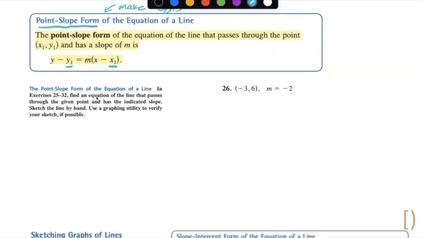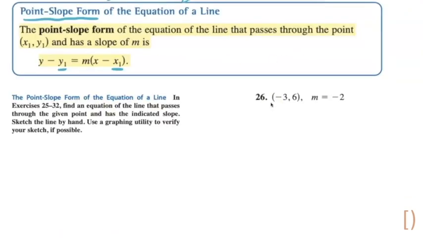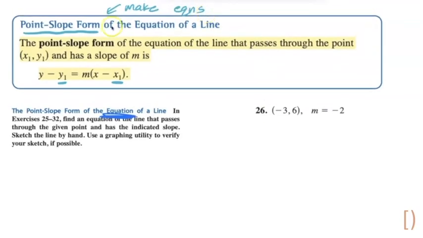Let's do a quick example. In this exercise, find the equation of a line that passes through the given point and has an indicated slope. This is the easiest version you're going to get ever. You go, okay, I want to make an equation. Anytime I want to make an equation, for me, generally, you want to use point slope form. I'm going to do y minus y1 equals m(x minus x1). And then we're just going to substitute in our values. This is x1, y1, and this is my m.